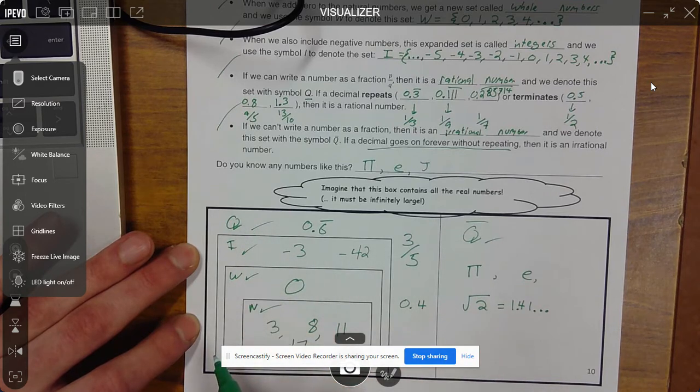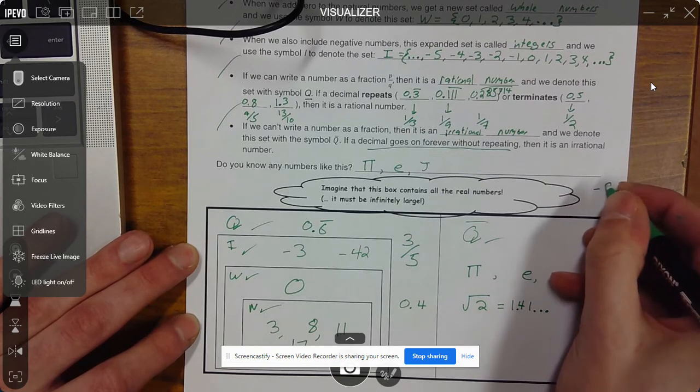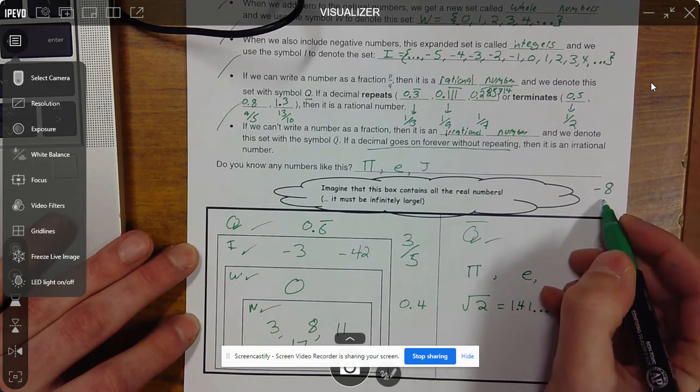What I'd like you to do is make sure that you can define each of these subsets and then come up with your examples. If I give you a number, you could say, well, which subset is that part of? If I gave you -8, well, that's an integer. It's rational because we could write it as a fraction, and it's real. But it's not a whole number, it's not a natural number, and it's not irrational.